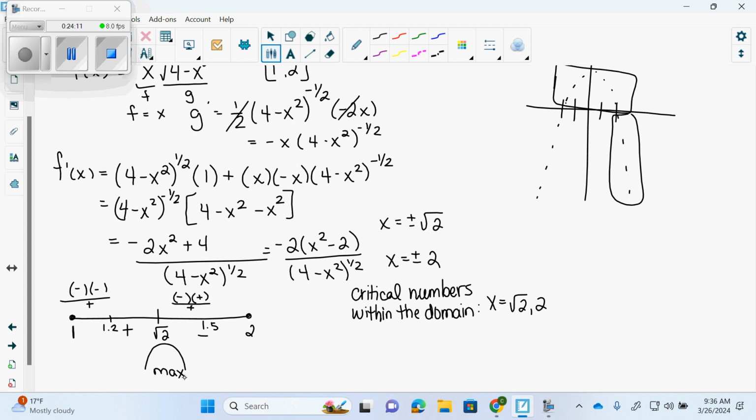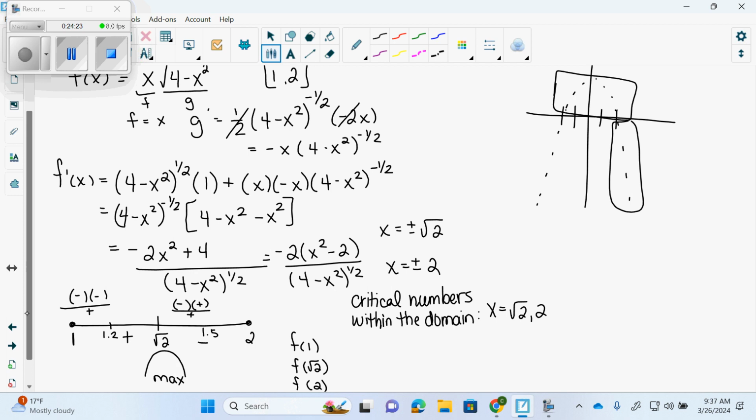So we have to fill in those values. So we have f of 1, f of root 2, and f of 2. So we don't really care about the 1 or 2 in this case, then? We're trying to find the value. These are endpoints. Those weren't critical numbers. And even if 2 is a critical number, it's an endpoint. So you have to find what it is.